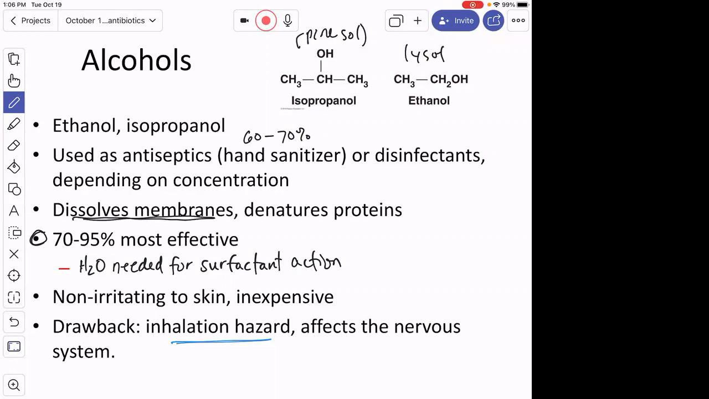What you use in hand sanitizer or spraying it is not enough to be considered hazardous at all. But again, if you do inhale a ton of it, that can affect your nervous system. So again, at really high concentrations, it's bad for you.